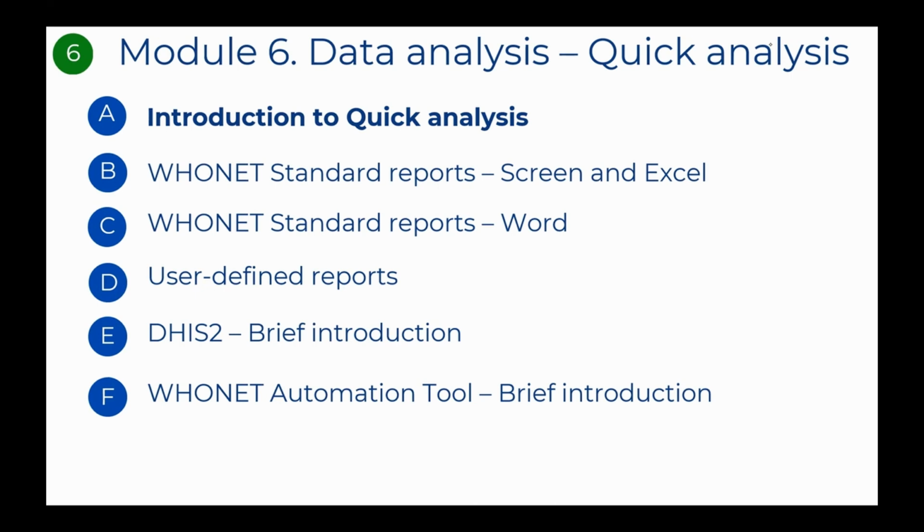We will review 6 sections. A. Introduction to Quick Analysis. B. WHONET Standard Reports developed for the screen and Microsoft Excel. C. WHONET Standard Reports developed for Microsoft Word. And D. User-defined reports. In Section E, we will briefly describe WHONET's features for exporting data to the DHIS2 surveillance platform. And in Section F, I will briefly comment on the use of the WHONET automation tool to schedule daily, weekly, and monthly reports. More detailed documentation on WHONET's DHIS2 features and on the WHONET automation tool can be found in the WHONET Training Center.